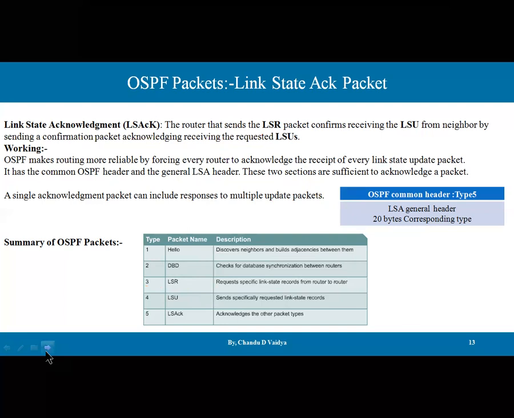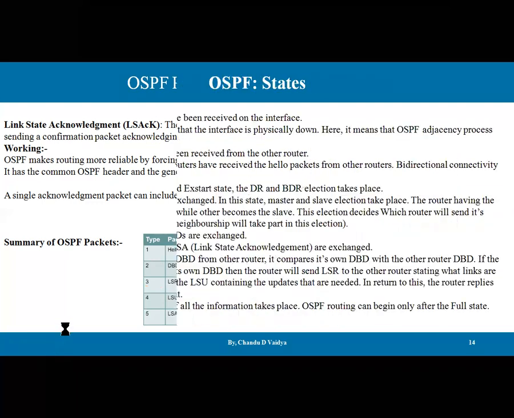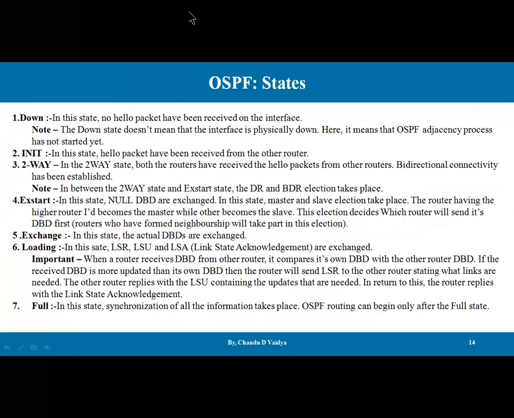Then as committed, the second topic for this part 2 is the OSPF states. There are 7 states available. This shows how the OSPF neighborhood relationship progresses from the Down state to the Full state. Okay, that is shown over here.